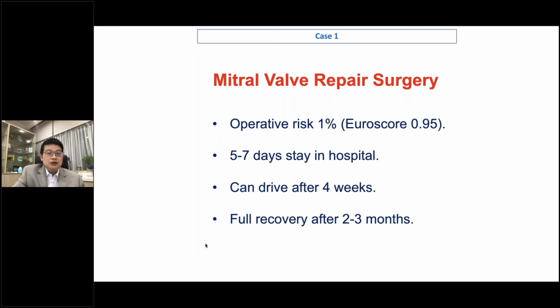We have various ways to estimate the risk for the patient. We use the Euro score. The Euro score was 0.95, so that translates to a risk of 1% for surgery.